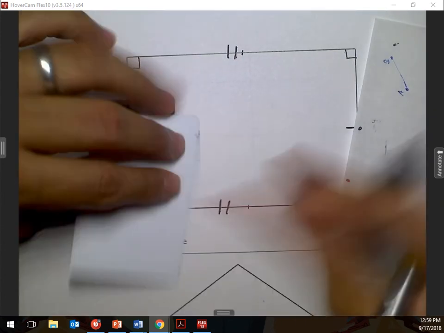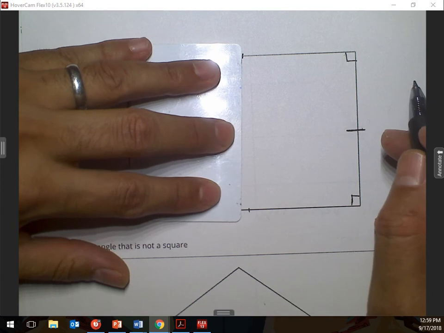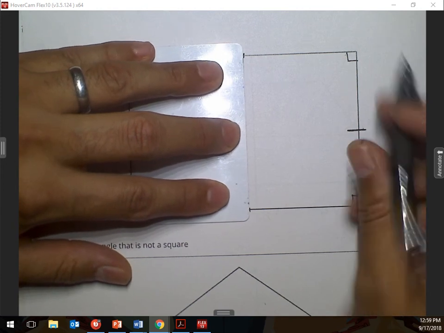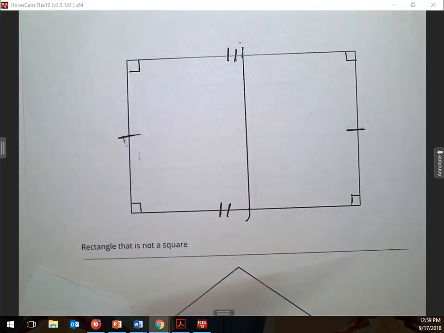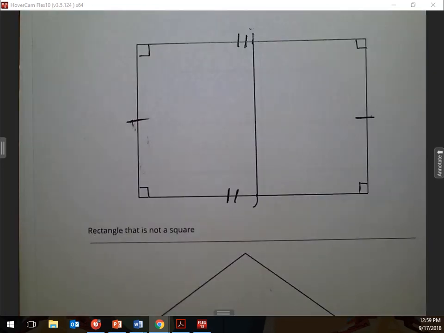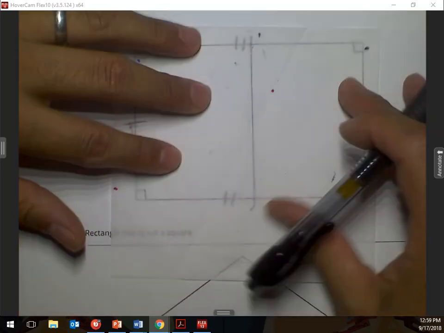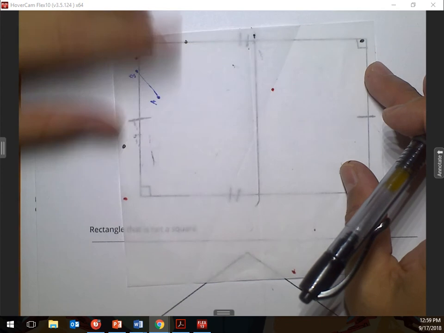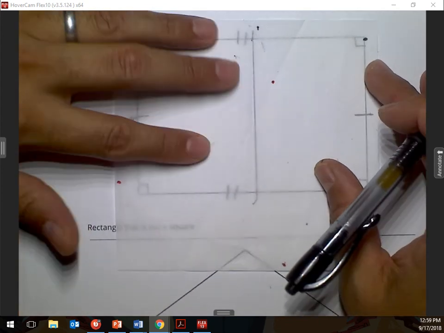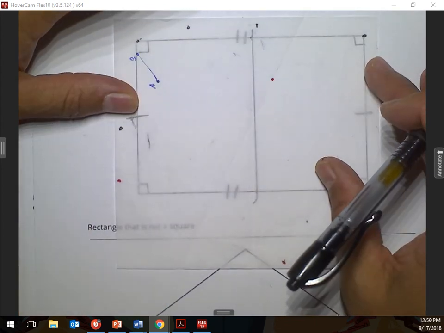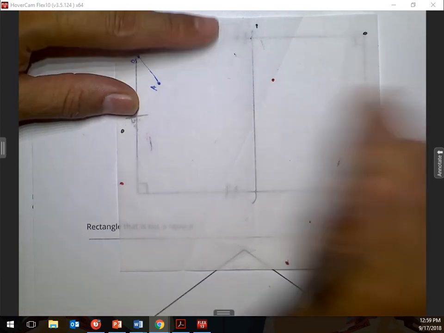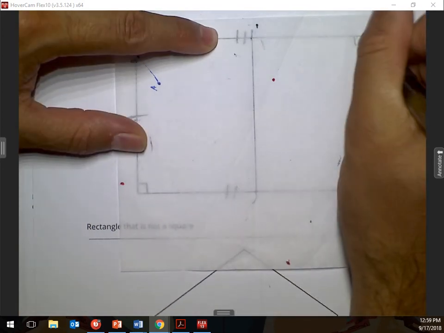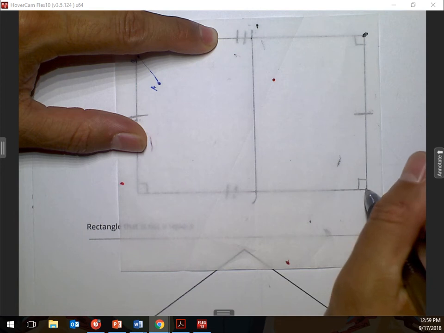So I could draw my line of symmetry here. So I have my line of symmetry there. Do I have another line of symmetry? Up and down? So how would I fold it here? Horizontal. So I'm going to fold it horizontal. I'm going to put this dot here on top of this dot right here.